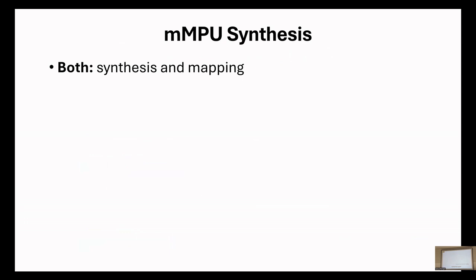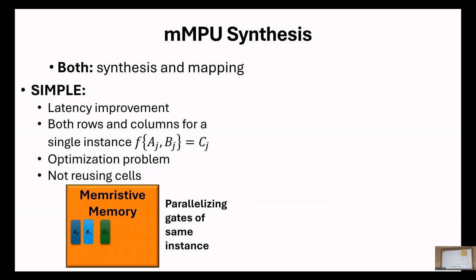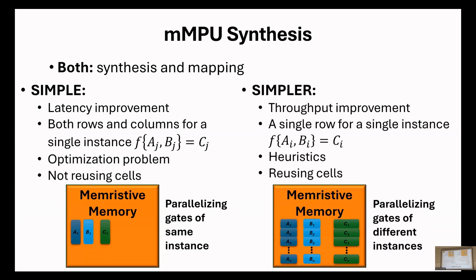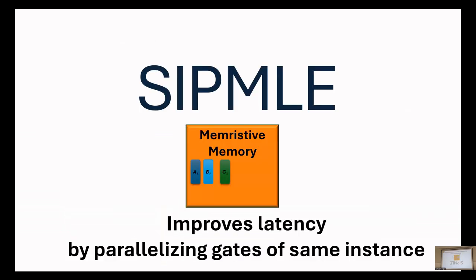So simple and simpler both perform both synthesis and mapping. Simple improves the latency, and it uses both rows and columns for a single instance of the function f. It uses optimization problems, and it's not reusing cells. And simpler improves the throughput. It has a single instance in each row, so we have many instances of the function f which are executed in parallel. It uses heuristics, and it reuses cells. So we'll start with simple, which improves the latency.